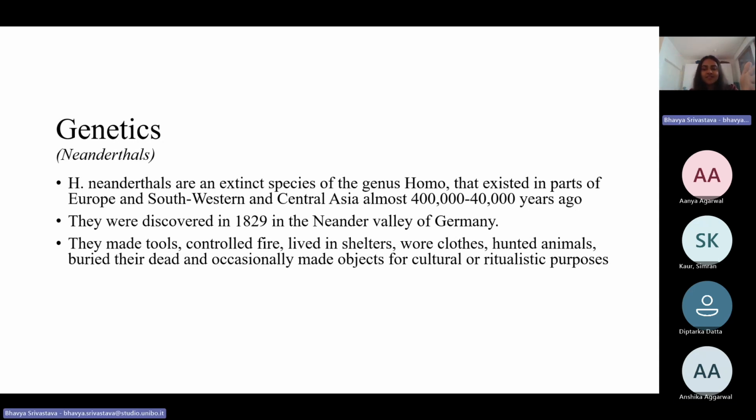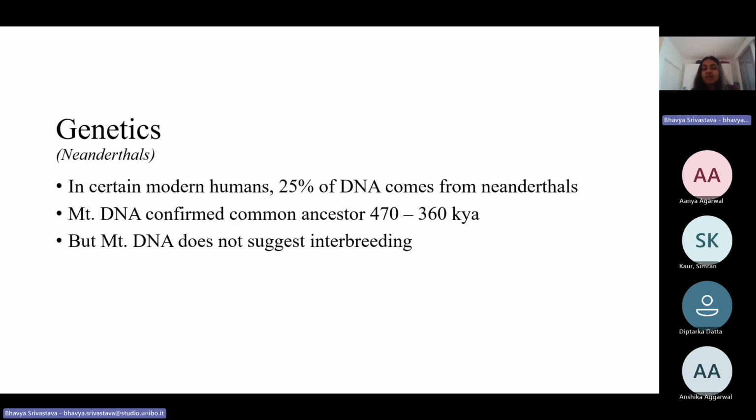So, yes, there can be a number of explanations, but DNA studies have shown that Neanderthals never really disappeared from the face of Earth. They in fact exist today in the form of our DNA sequence or in our own DNA material. So if you are someone who has been living outside Africa or is a non-African, you would have at least a certain percentage of Neanderthal DNA present in yourself. So all of us have Neanderthal DNA. Definitely, the percentage varies. In certain modern humans, the percentage can even go up to 25%.